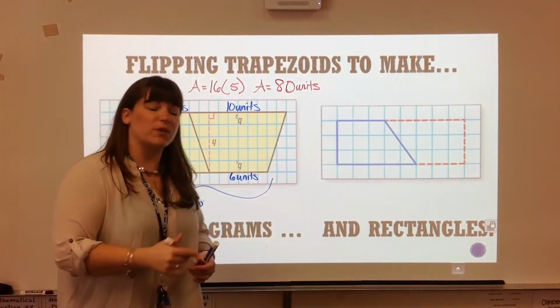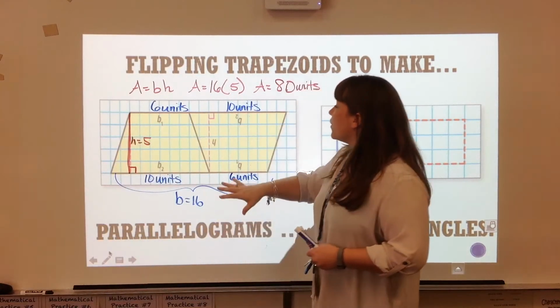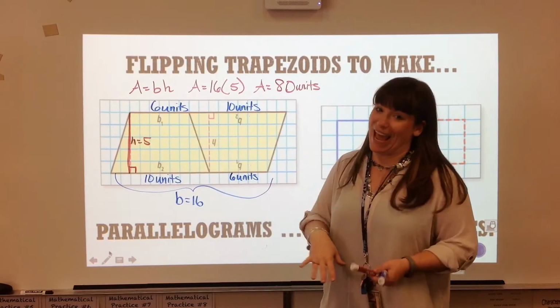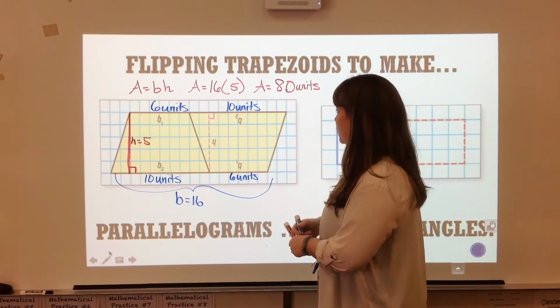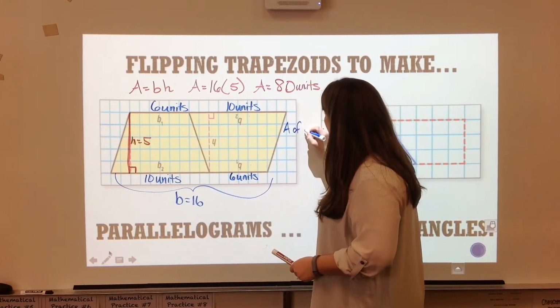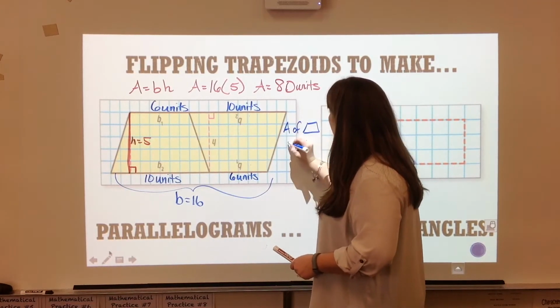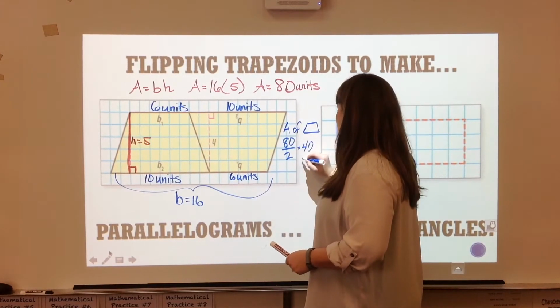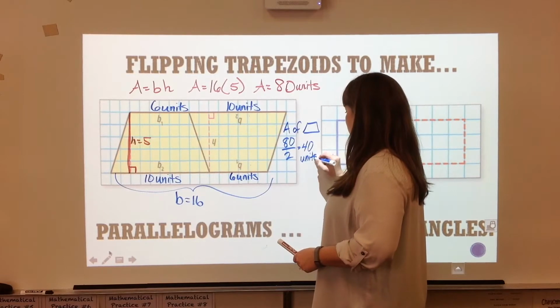But just like with the triangles, we only want to know the area of a trapezoid. So we have to cut it in half, just like we did yesterday. So the area of the trapezoid is going to be the 80 cut in half, or 40 units squared.